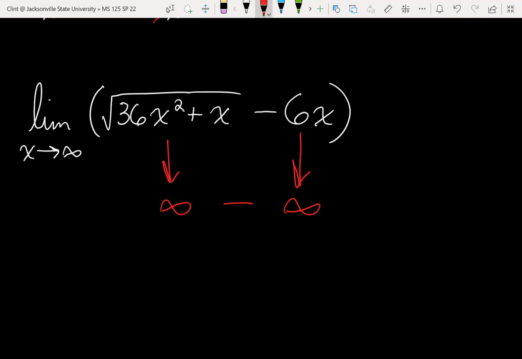Okay? But we don't know how to do that. It's not a number. Infinity is not a number. So we can't subtract and say infinity minus infinity is 0. That would be nice, but it's not valid, because again, infinity is not a number. Infinity acts weird sometimes. So we can't just subtract.